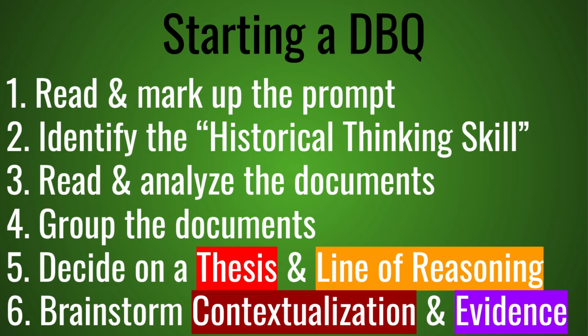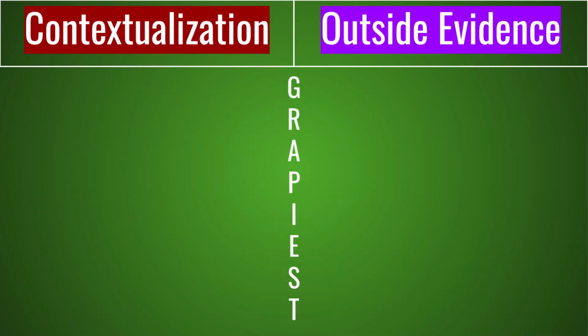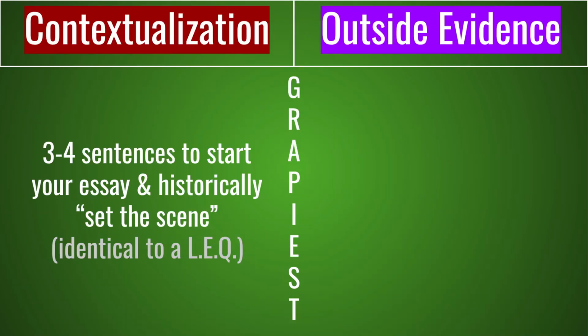So contextualization and evidence beyond the documents. Just like the LEQ, the contextualization is basically setting the scene for the topic. We're going to write 3 or 4 sentences to begin our essay and historically set the scene. So we've got to lead up to not just random stuff that was going on before this period, but the trends within this field or topic that lead up to the prompt. We've got to show that we don't just understand what's in the packet, but we can place it in a bit of historical context. So we need to brainstorm a few specific things there.